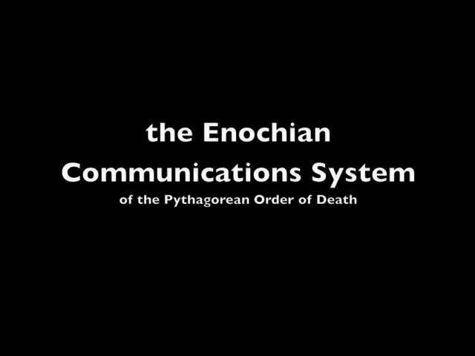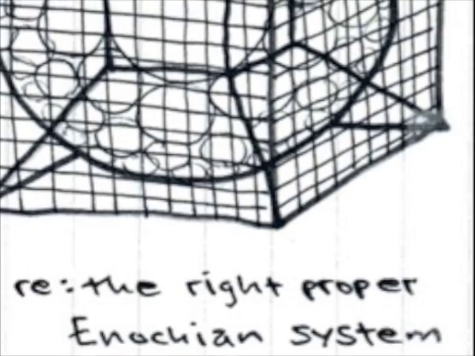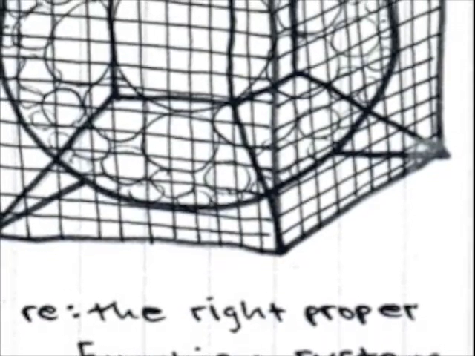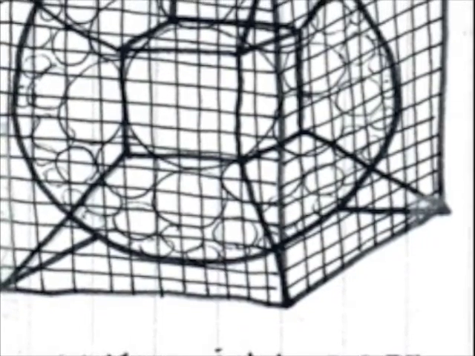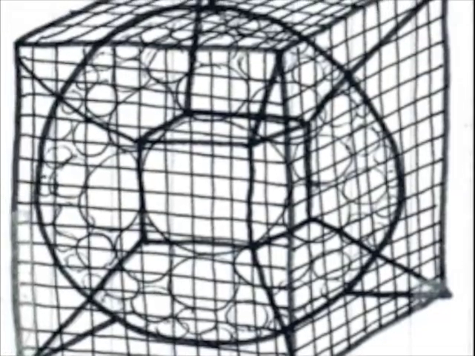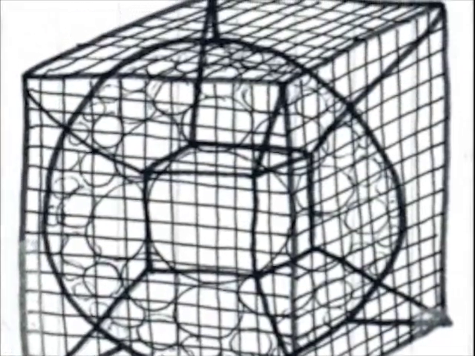The Enochian communications system of the Pythagorean order of death. The Enochian communication system, or ECS for short, is what allows telepaths to communicate instantly even at opposite ends of the globe. In this lecture, I shall explain how.